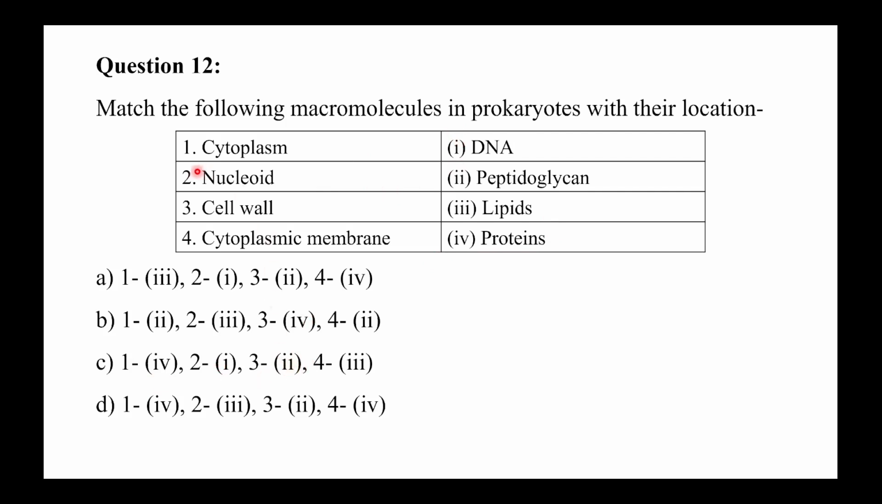What is next? 3 is 2. Cell wall contains peptidoglycan. I explained that in the previous session and also in this session while explaining gram staining. Peptidoglycan is the main component of cell wall. Then you have 4, which is cytoplasmic membrane, which has the lipids. So the membrane is composed of lipids. We have the plasma membrane or the cytoplasmic membrane. These are composed of lipid. Phospholipid bilayer is the membrane's composition. So option C is the correct answer.